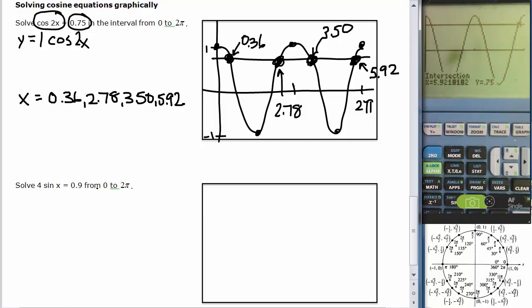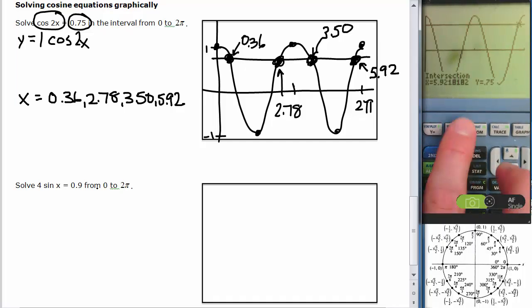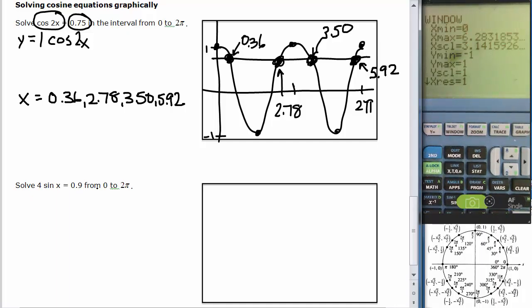To graph the second function here, one quick suggestion. If you notice what the amplitude is, the amplitude should help you determine what you're going to use for y min and y max. So when you go to your window here, we're going to leave x min and x max alone because we're supposed to solve this equation in the interval from 0 to 2 pi. But you'll need to adjust your y min and y max based on your amplitude. So we're going to go from -4 to 4.